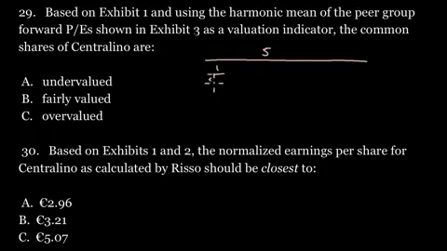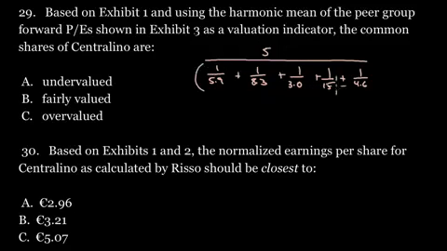It's 1 over, the first PE was 5.9, plus the next PE was 8.3, and the next PE was 3.0, plus 1 over 15, plus 1 over 4.6. So if you do all the calculator work there and then 5 divided by this sum total here, we will get 5.5. And if we look at our company, Centralino, P0 over E1, we had a price of $50.